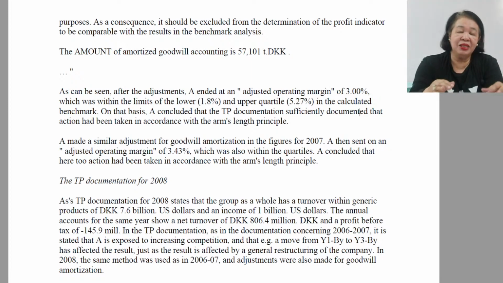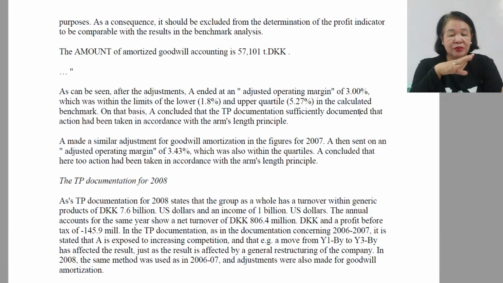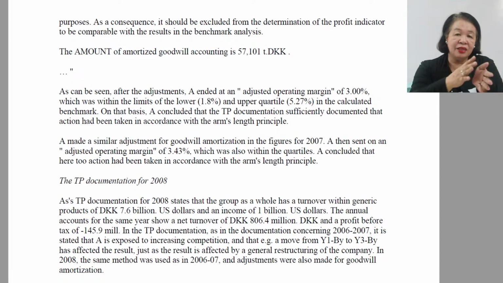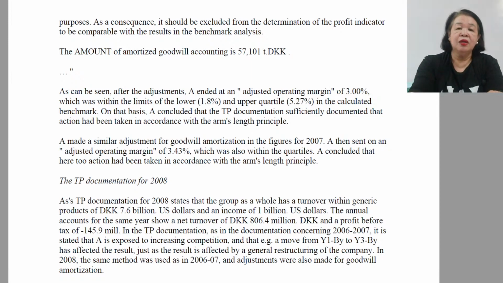No? Kasi may tinatawag tayo na interquartile range, di ba? Halimbawa, yung range mo from negative 0.1. Tapos yung sa ginawa mong comparables mo ng mga companies, ang pinakamataas niya is 5%. So within that range, correct pa rin yung gross profit, no? So okay.